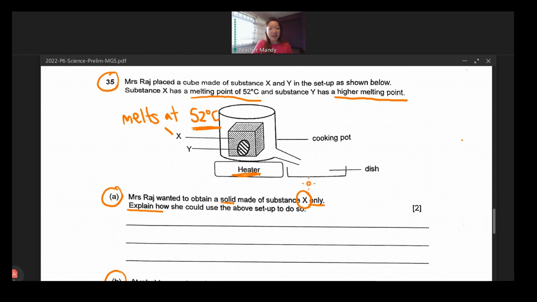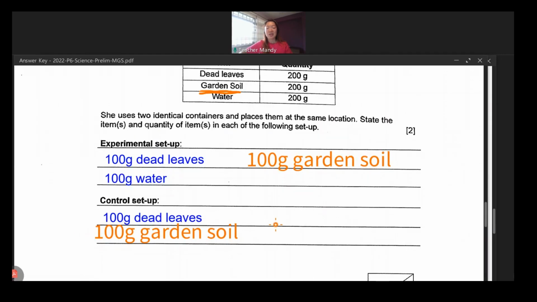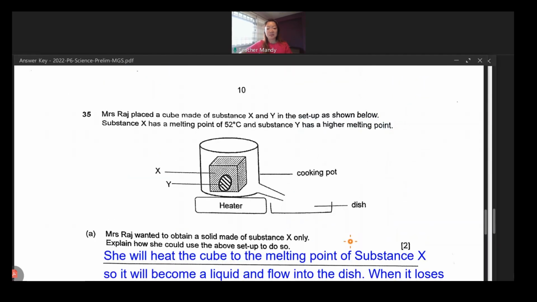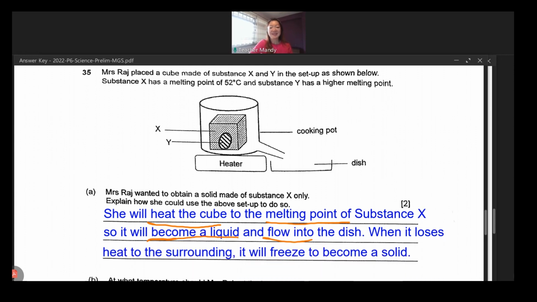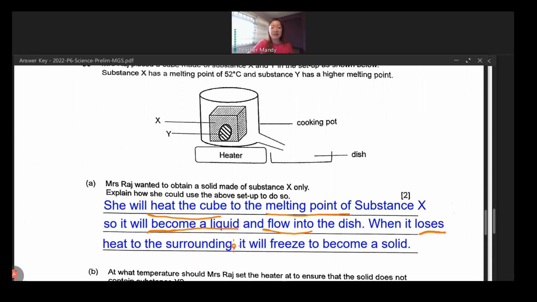Okay, and after that, we just wait for it to cool down. Or you can just put it into the freezer to make it even faster. So eventually, you will be able to get the solid that is made of substance X only. So what are the keywords that you need? Heat the cube to the melting point, or you can just mention 52 degrees Celsius. Becoming a liquid, flow into the basin, flow into the dish. And when it loses heat, it will just freeze to become a solid. Done. So these underlined words are the keywords you need to have to get the full 2 marks.